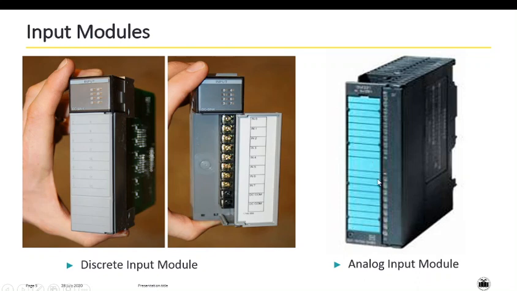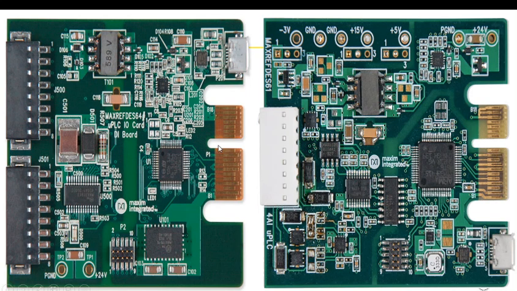So if you will open this cover, then you will find this kind of solid state relays inside this. And beyond that, this is a plate which is consisting of different electronic circuits. Okay, just difference is that analog input module will firstly convert analog signal into digital signal, and then it will process the signal just like a discrete input module. Okay, so these are the internal circuits of your discrete input module and analog input module.